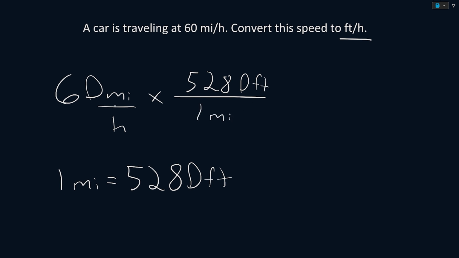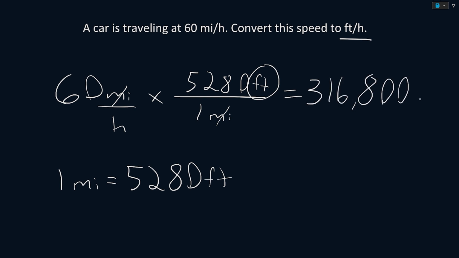Multiplying through this, we see that the miles cancel and leave us with feet. Solving this, we get that 60 miles an hour is equivalent to 316,800 feet per hour.